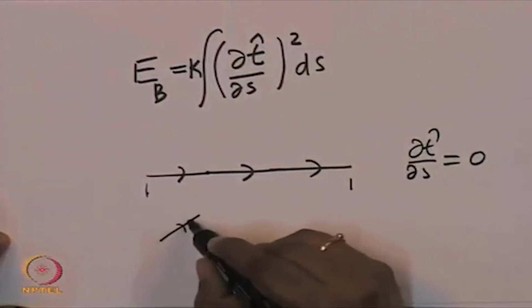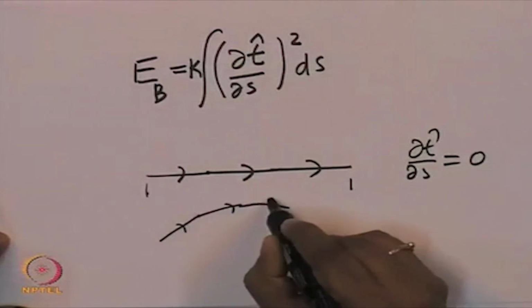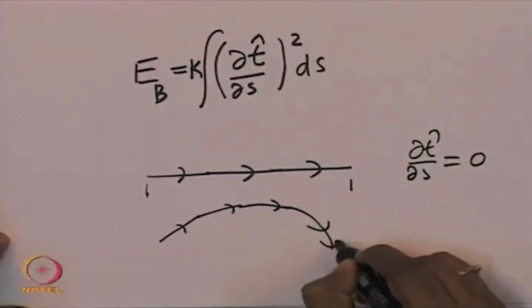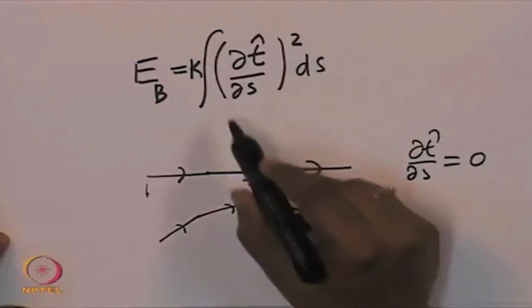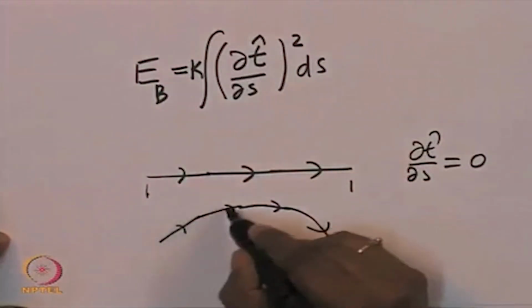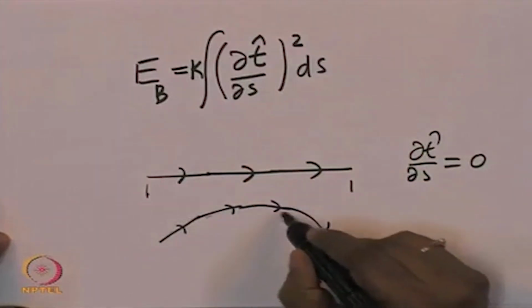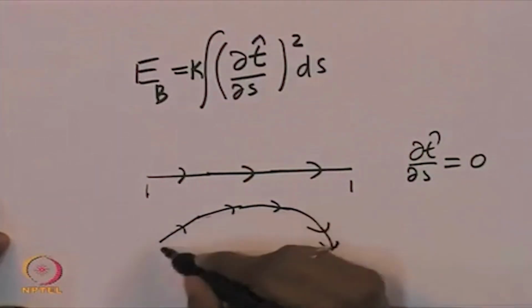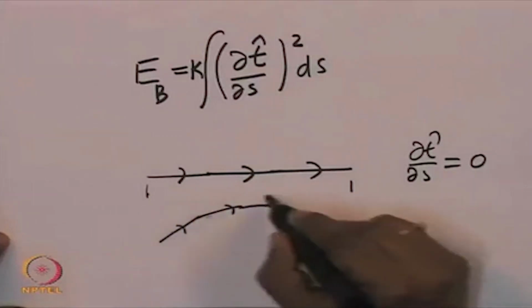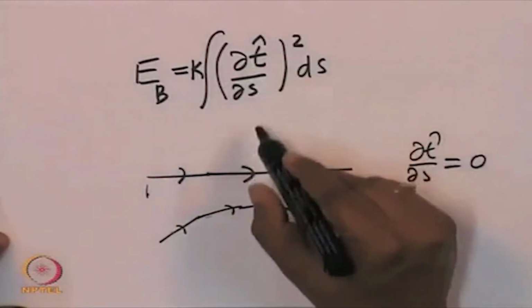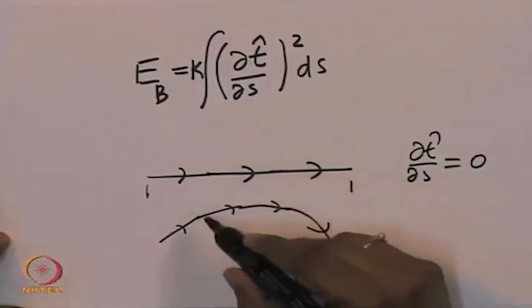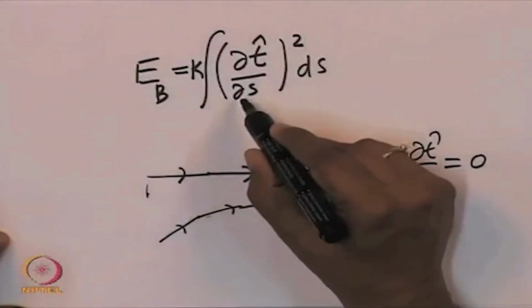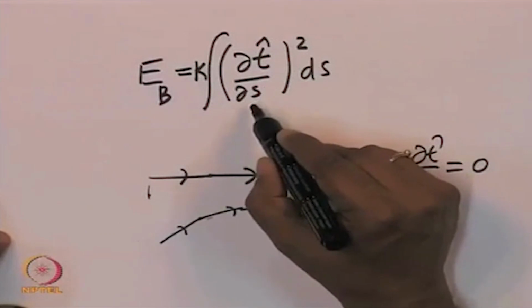On the other hand, if it is bent, the tangent vector would have changed. So, the del t, the tangent vector here is like this, here is like this. So, the tangent vector along the contour changes its direction. If the tangent vector changes its direction, then there is a bending, and therefore, the bending has to be proportional to del t by del s.